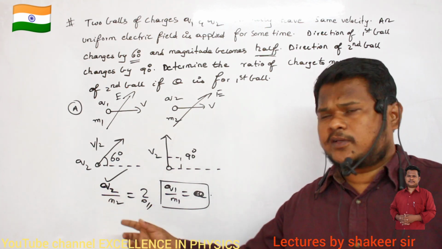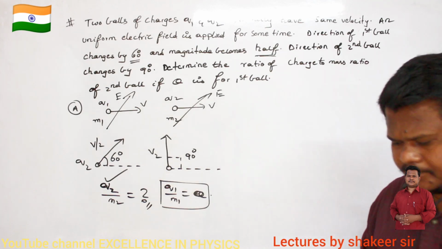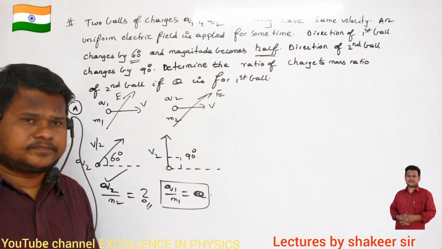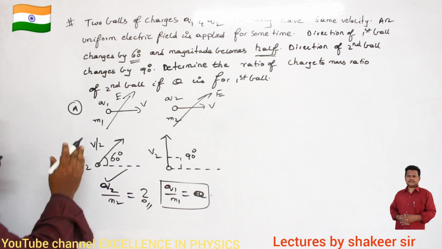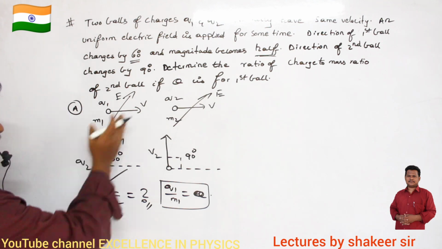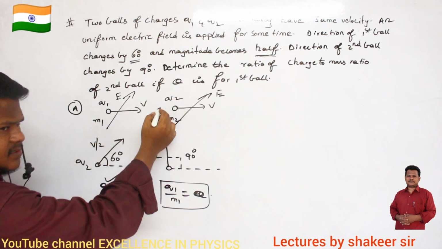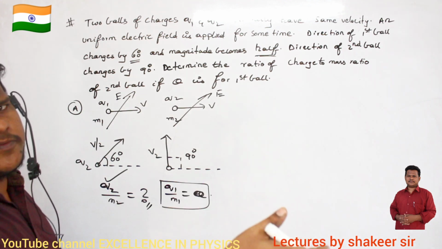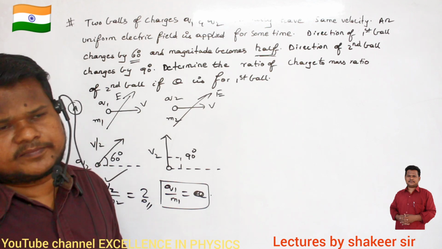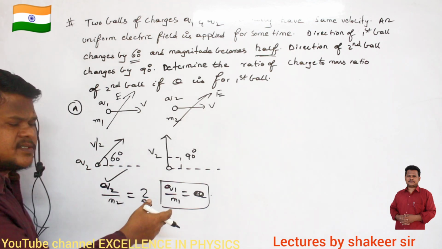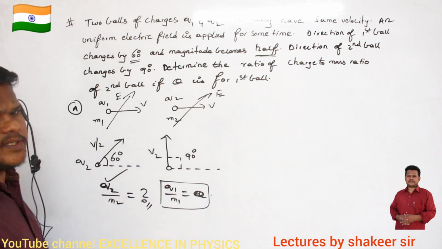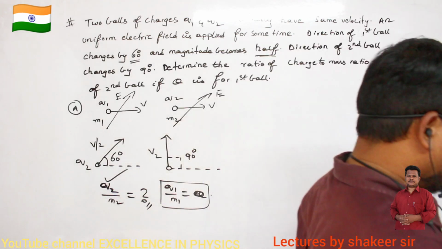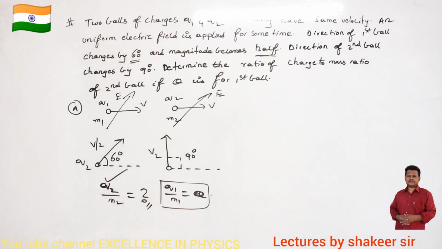First of all, can you say why the directions of the balls are changing? Because an electric field is applied. These are charged particles, and charged particles will experience some force. Because of that force, the direction will definitely change. Are you able to understand? The magnitude of velocity also changes, and the direction also changes. Clear? Now, by using which concept can I solve this problem? That is the question.